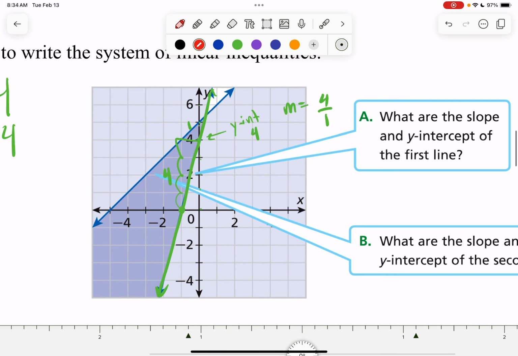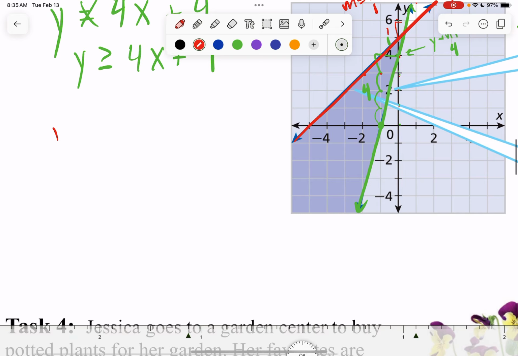Okay, next one. Let's look at this line right here. This one has a y-intercept of 1, 2, 3, 4, up here, a y-intercept of 5. Now we need to determine the slope. It looks like it might be up 1 over 1. Yep, up 1 over 1. So the slope on that one is up 1 over 1, so 1. So my equation: y equals 1x plus 5.